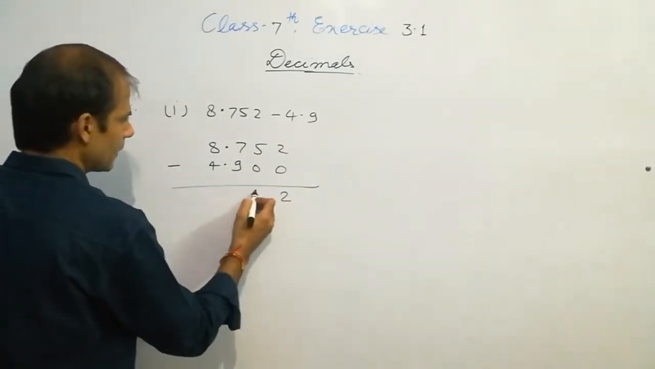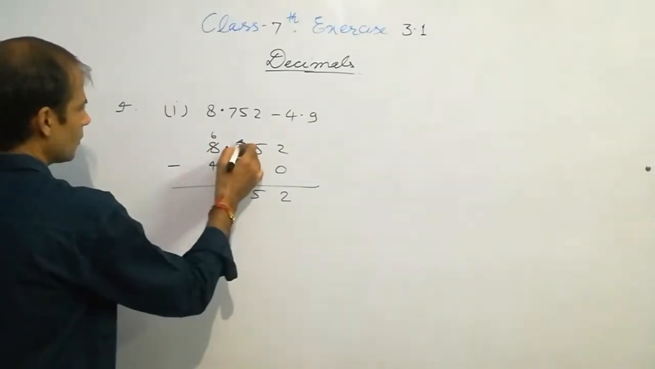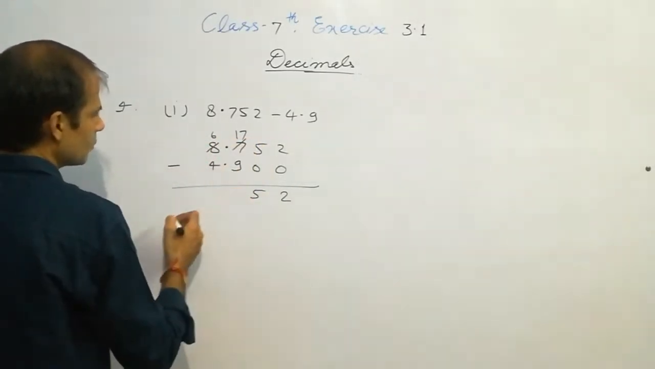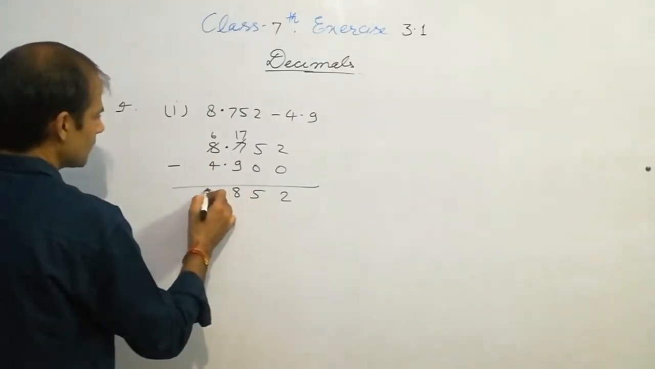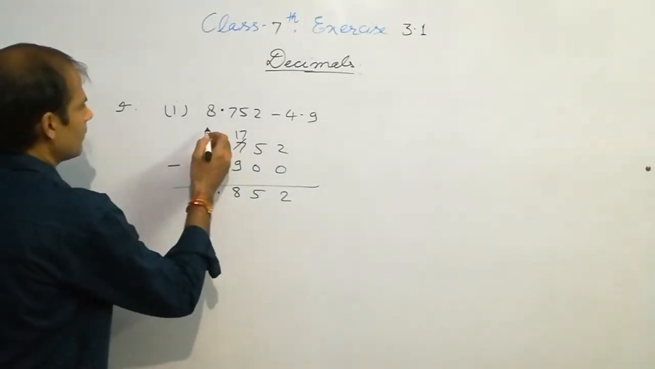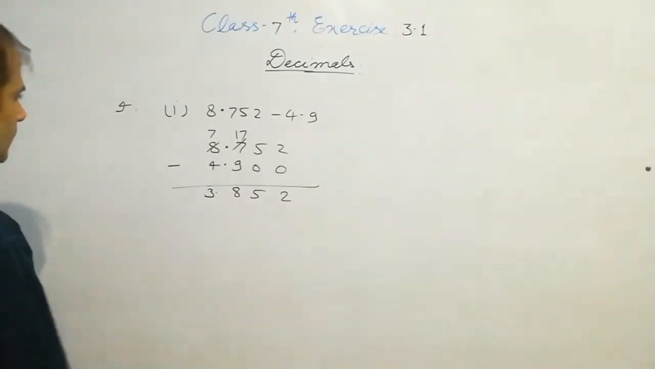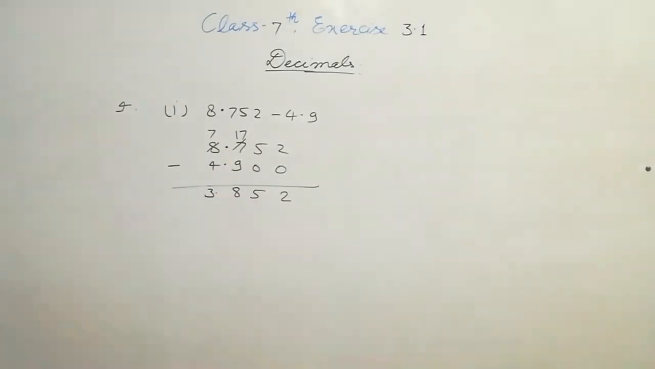Now perform the subtraction. 7 minus 9 not possible. Take borrow. It becomes 17. So 17 minus 9 is 8 and 6 minus 4 is 2. Answer is 2.852. Okay, it becomes 7. 7 minus 4, 3. So by mistake I have written 6. Now this is the answer, 3.852.